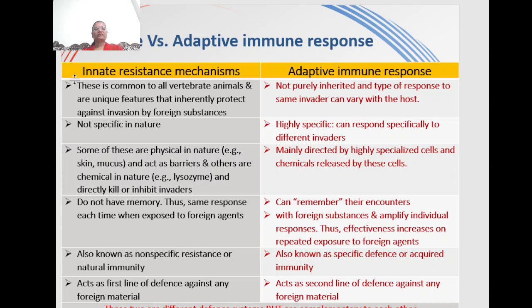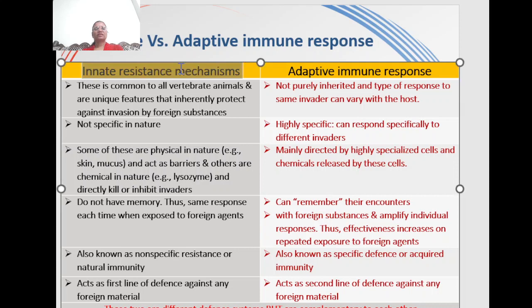Now, what is the innate resistance mechanism? It is something which is present from birth, and these are some of the features present in vertebrate animals from their birth, right? These are some of the unique features which help mammals get protected against foreign invaders. It is not specific in nature.